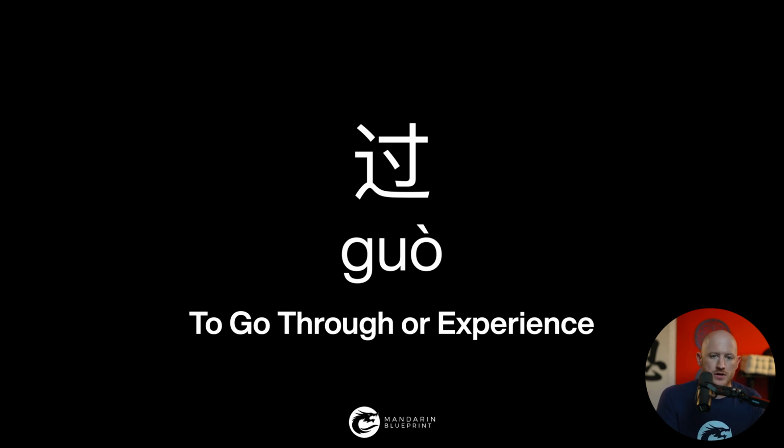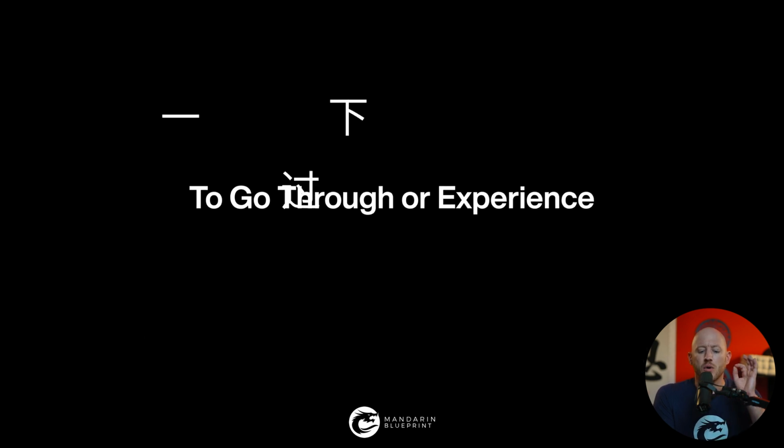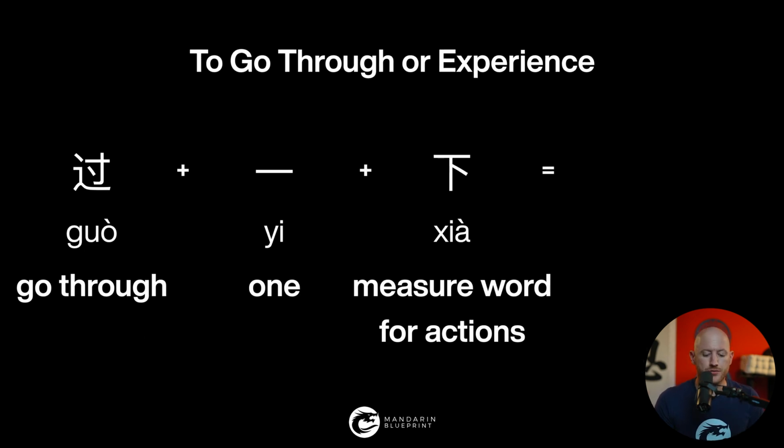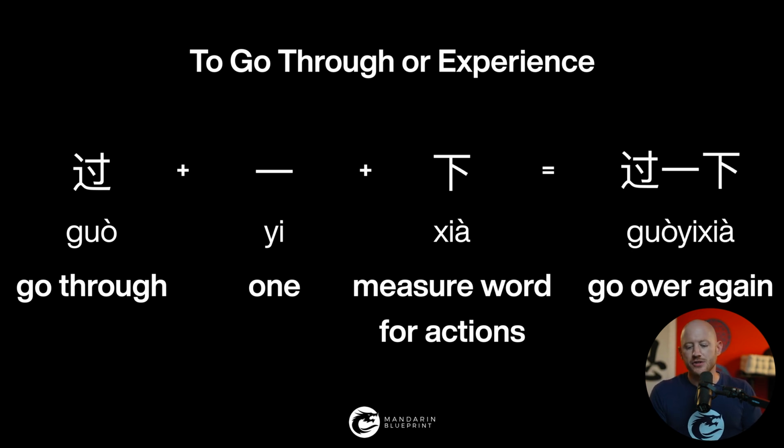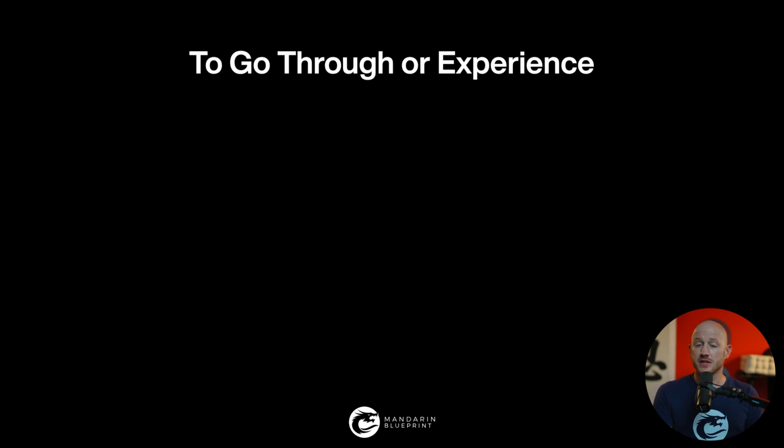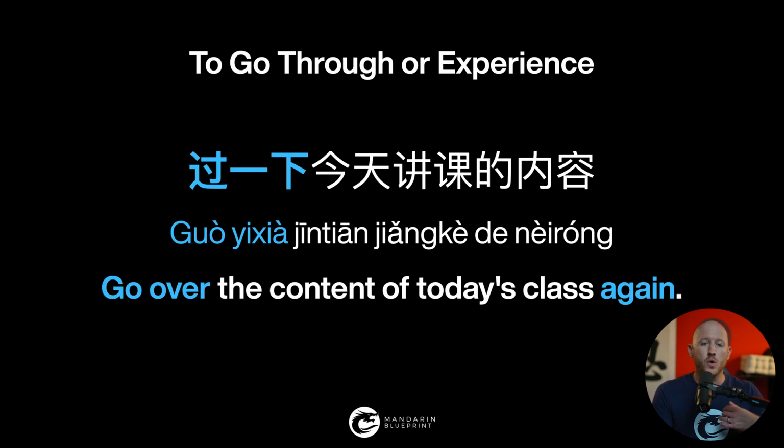And I want to show you some words that have this meaning but aren't the grammatical function. So how about this? 过一下. 过, go through. 一, one. 下, measure or time. Like a time you did something is 一下. And it could be a moment. But if you go through one time, it usually just means go over again. And even though again is not specifically shown in the characters here, that's often the context it's used in. For example, we're doing this whole presentation today. Maybe later I would say to you, 过一下今天讲课的内容, which would just mean go over the content of today's class again.